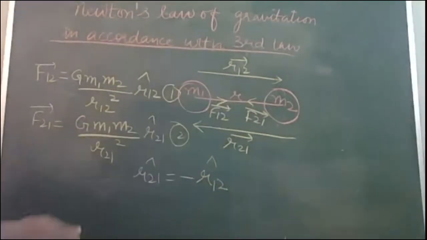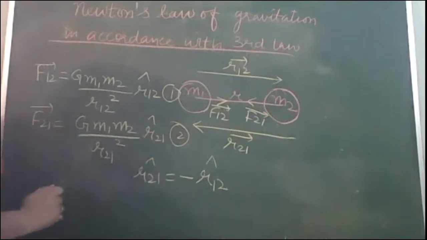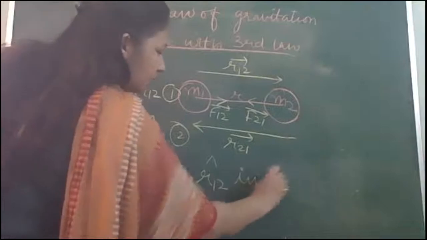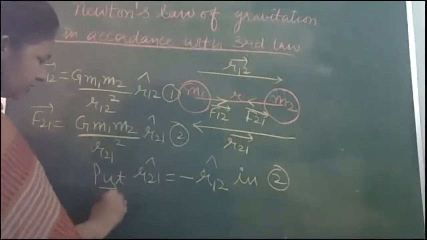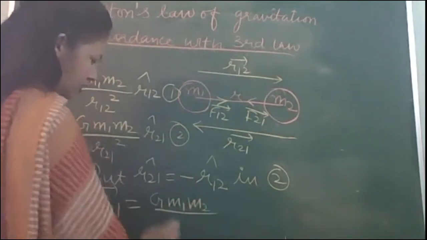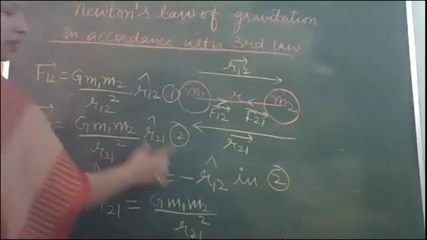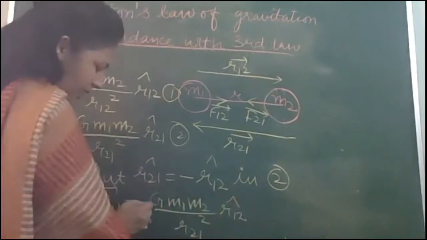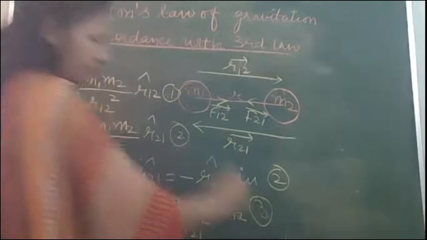All right, so put r21 is equal to minus r12 in equation number 2. See, we can rewrite F21 as G m1 m2 over r21 square, and when I put r21 equal to minus r12 unit vector, minus we can write here. So this is equation number 3.